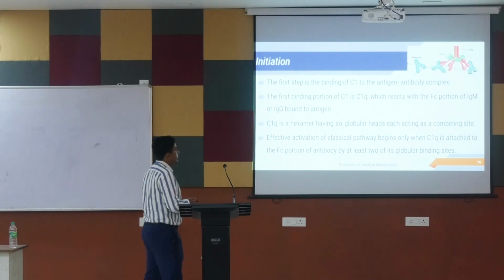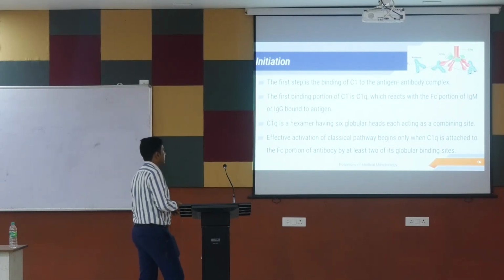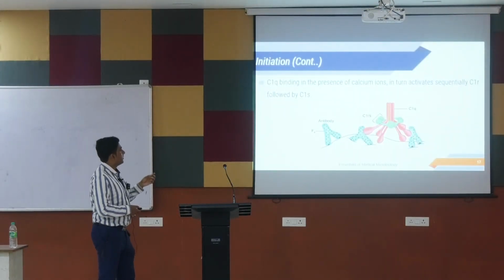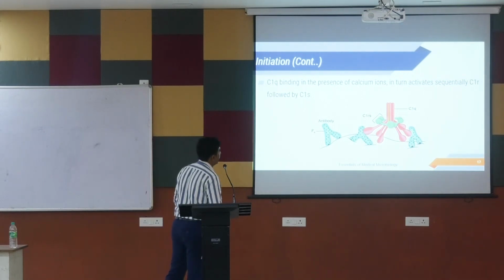C1q, which reacts with the Fc portion of the IgM or IgG bound to antigen. Then C1 binding happens in the presence of calcium ions, which in turn activates sequentially C1r and C1s.